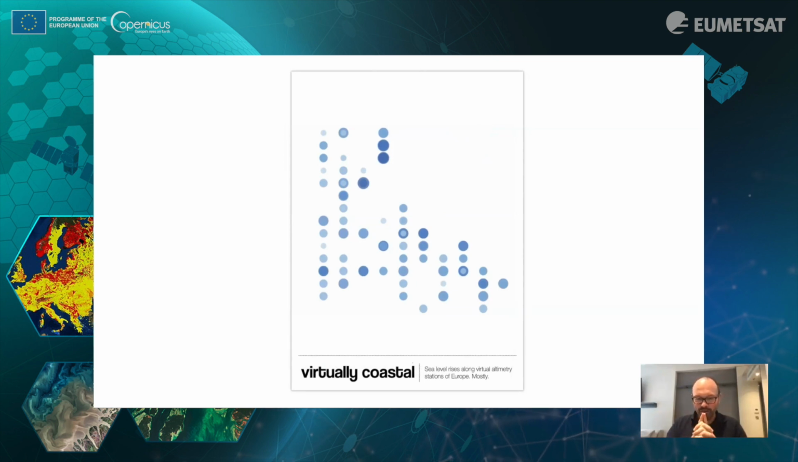Here's another one that I have trouble with. It's called virtually coastal. We can use satellite data to look at coastal sea level rise. This, believe it or not, is a map of Europe. And these are virtual points around the coast of Europe that look at sea level rise. It's important to look at coastal sea level because the coast is where you feel the impacts.